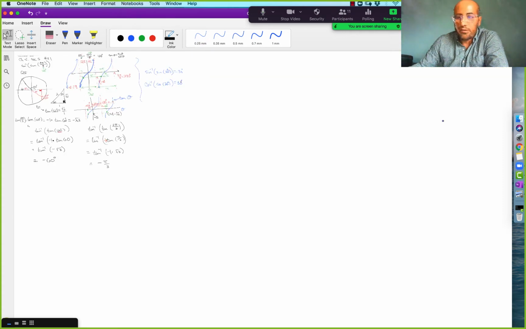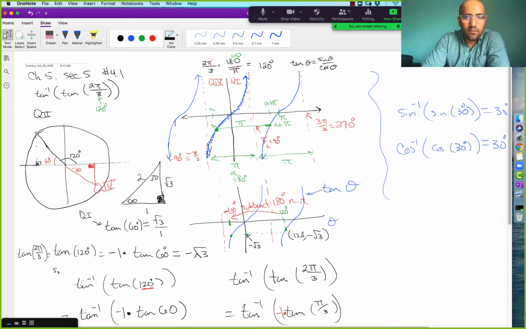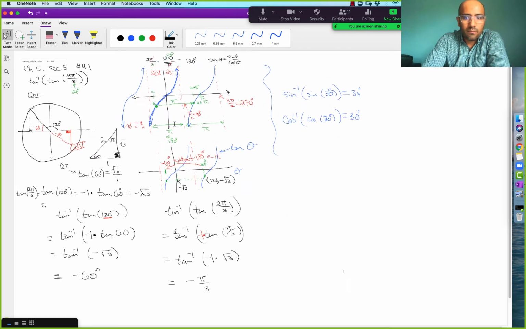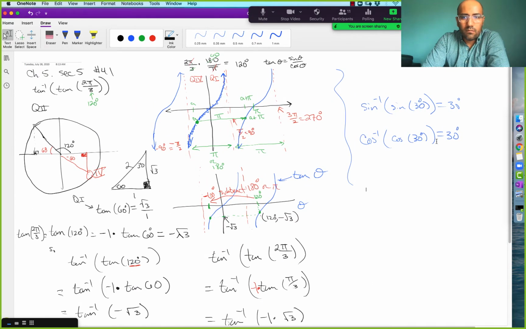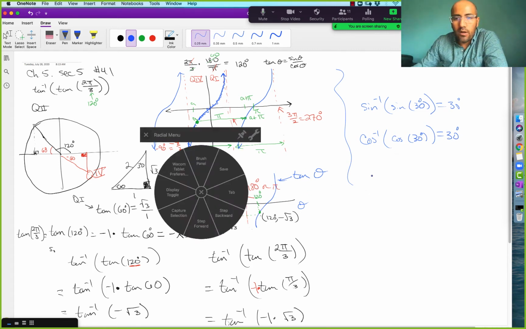Whoa, what just happened? Why did you do that, program? Anyway, so these two operations undo each other, and as long as we're in quadrant 1, everything works out really well. Go away.